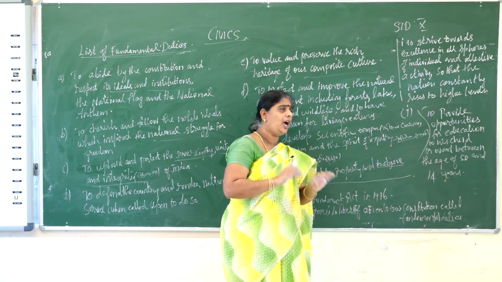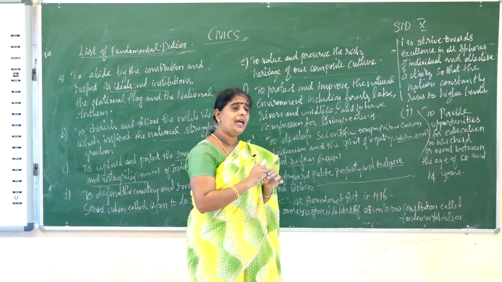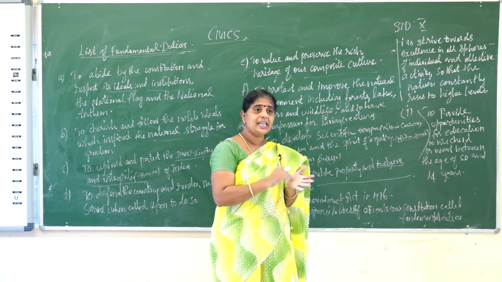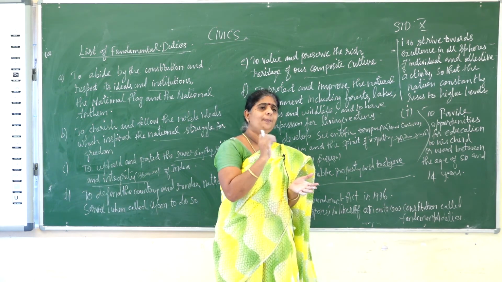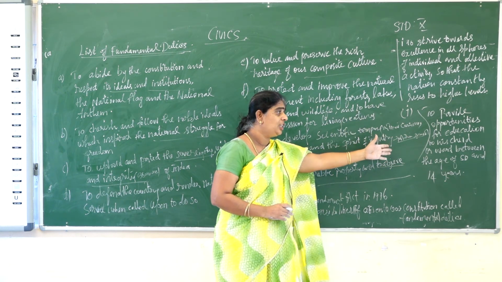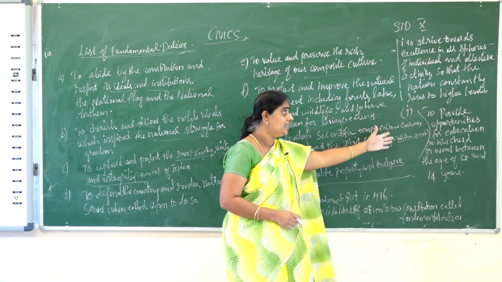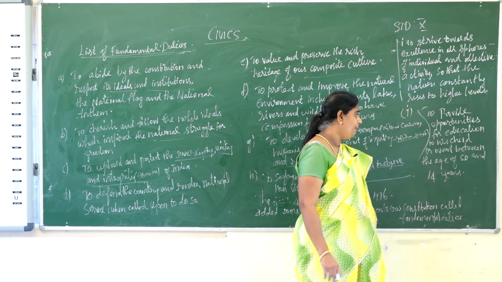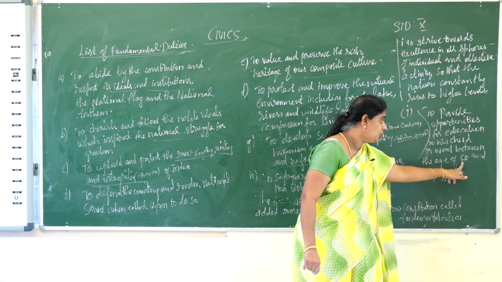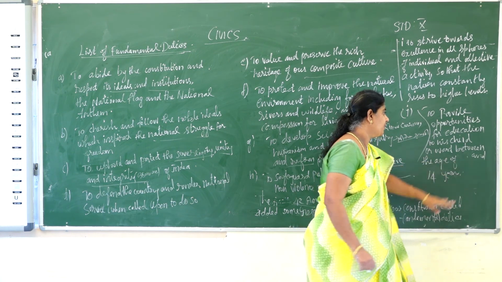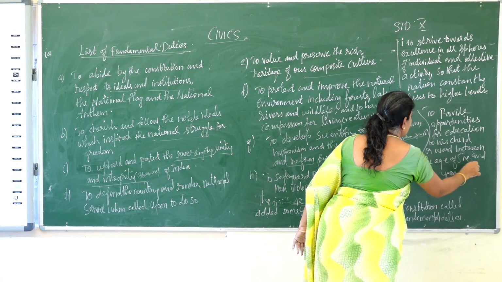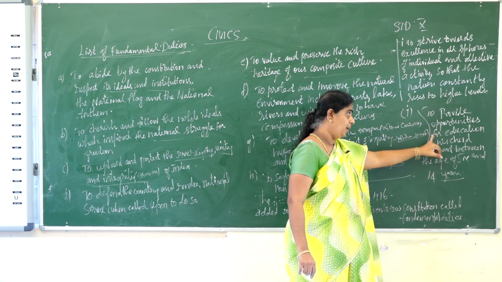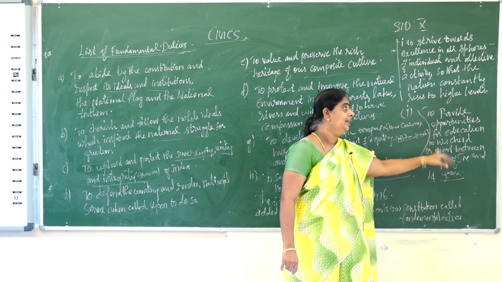In every house the parents will give education to their children or their ward from 6 to 14 years. All children should get education facilities. This is to provide opportunity for education to a child and ward between the age of 6 to 14 years. From which year? From 6 years to 14 years. Every child should get an opportunity for education in our country.